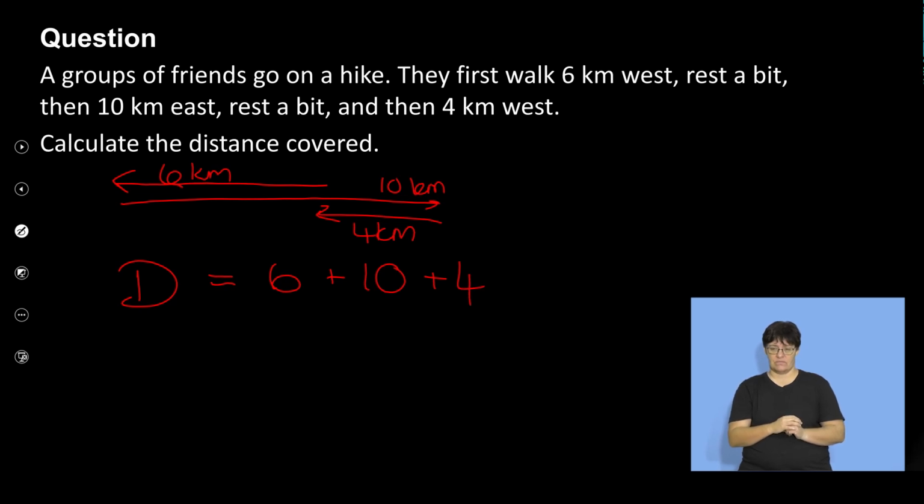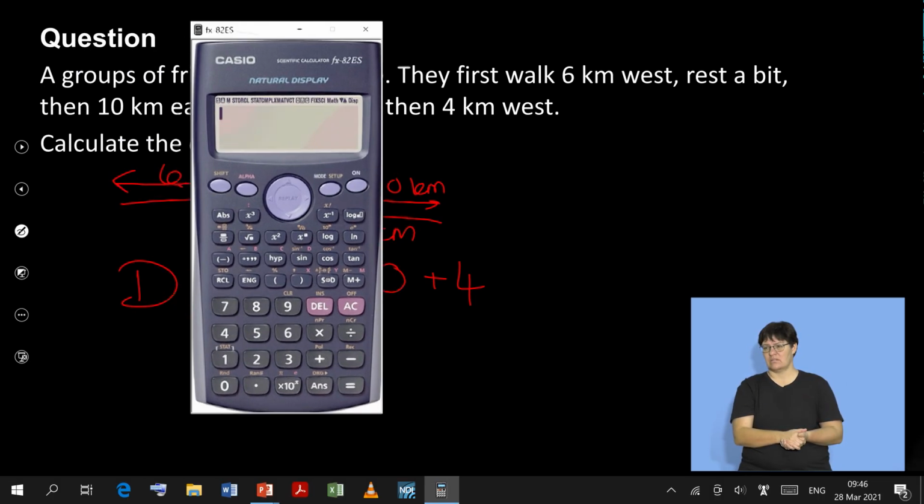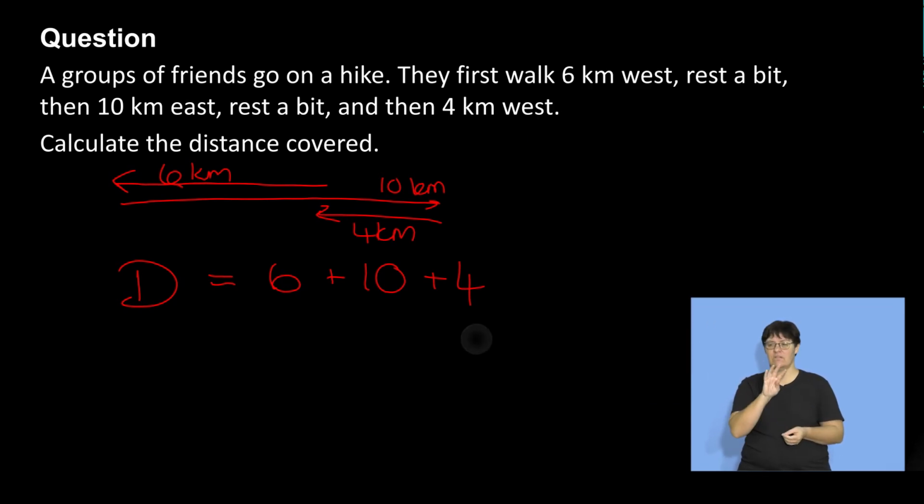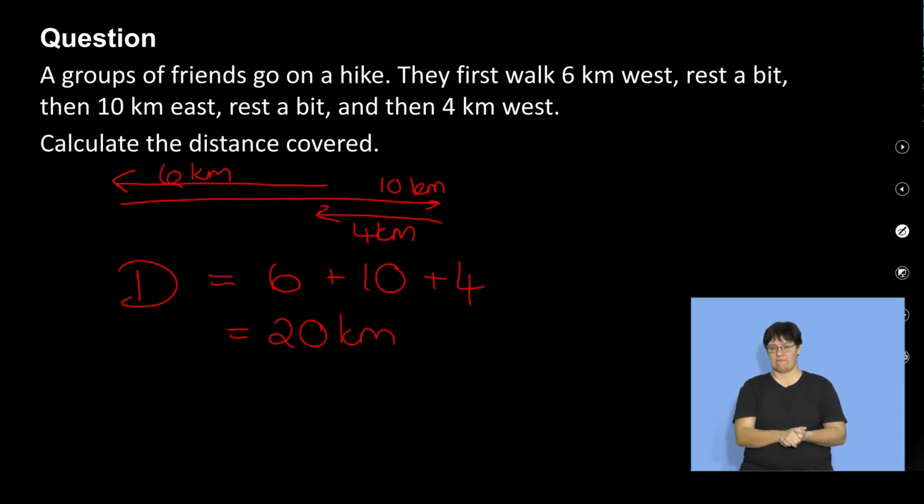Okay? We like questions like this because this is nice, easy maths for us, okay? If you need to use your calculator, then let's do that, okay? So let's put it over here quickly. So we've got 6 plus 10 plus 4, and we get 20 kilometers. Now note, I haven't told you how long it takes them to do this, right? I'm pretty sure if I was doing this, I would have rested way before the first 6 kilometers. But that's distance.